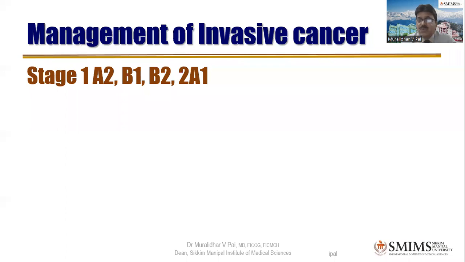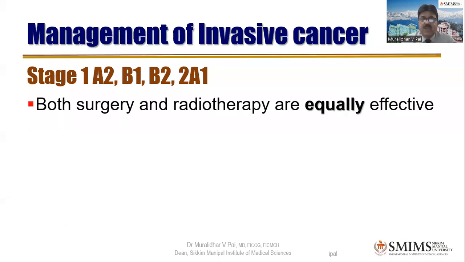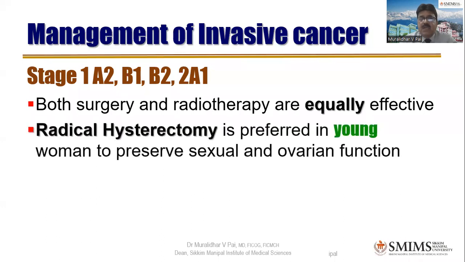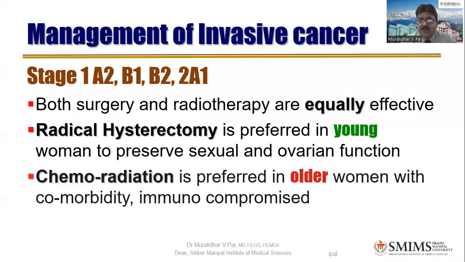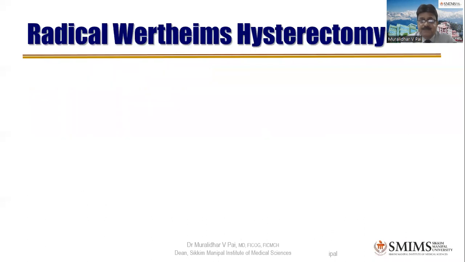And in stage 2, again, it is divided into A1 and A2. A2 is more than 4 centimeters. Anything more than 4 centimeters, you don't do surgery. So only A1, B1, B2, and 2A1, both surgery and radiotherapy are equally effective. You would go for radical hysterectomy if a patient is young who wants to preserve sexual as well as ovarian function, because if you give chemoradiation, ovaries are knocked down.